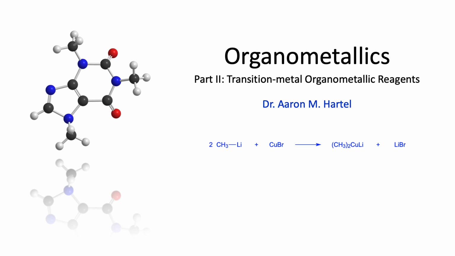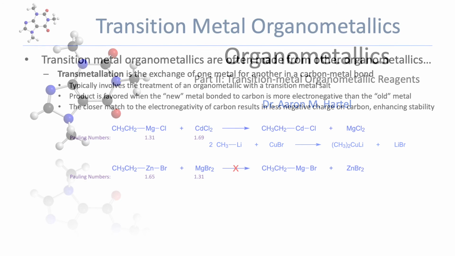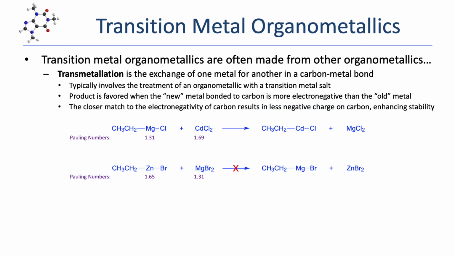In this lesson, we're going to introduce transition metal organometallics, focusing on the preparation and reactions of organocuprates. Transition metal organometallics are typically made from the reaction of other organometallic reagents via a reaction called transmetallation. Transmetallation is simply the exchange of one metal for another metal within a carbon-metal bond.